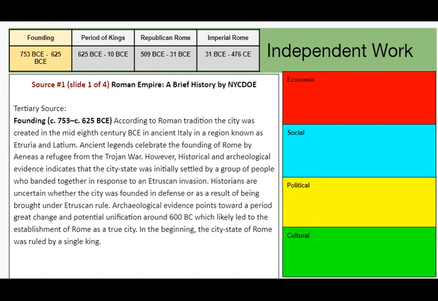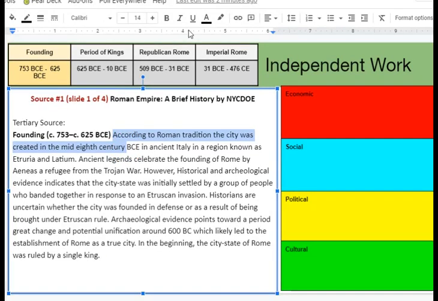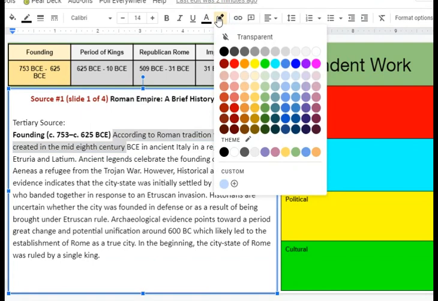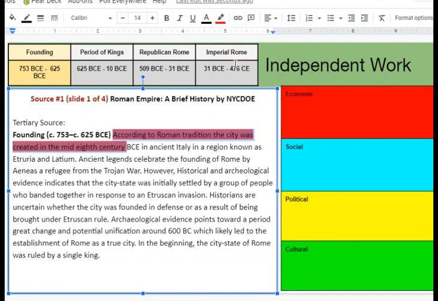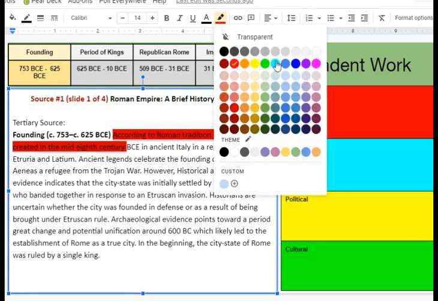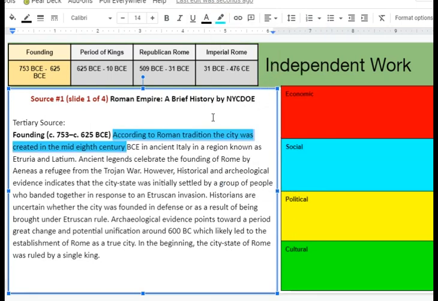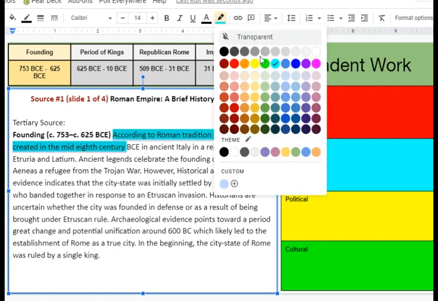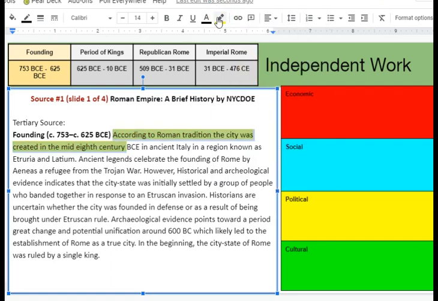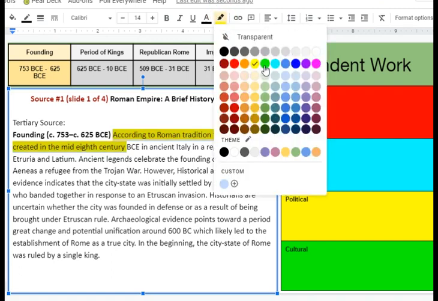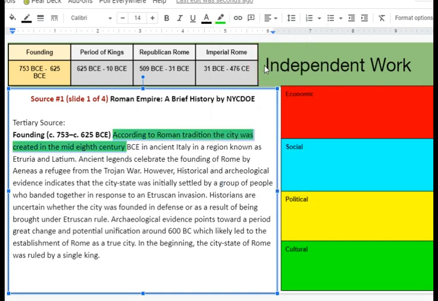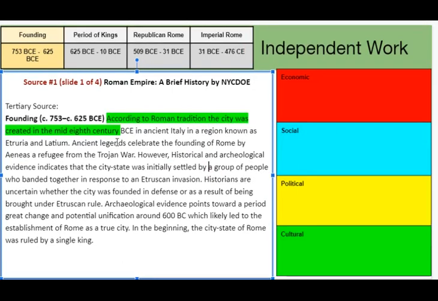Now, how are you going to write it down? Let's teach you how to do this. Let's say this is economic. You're going to go up top, you're going to go to highlight. Economic is red. You're going to highlight it red. If it would be social, you'd highlight it bright blue. If it would be political, you'd highlight it bright yellow. And if it would be cultural, you'd highlight it bright green. Okay, you got this. Let's get rid of that highlighting, and I'm going to read to you.